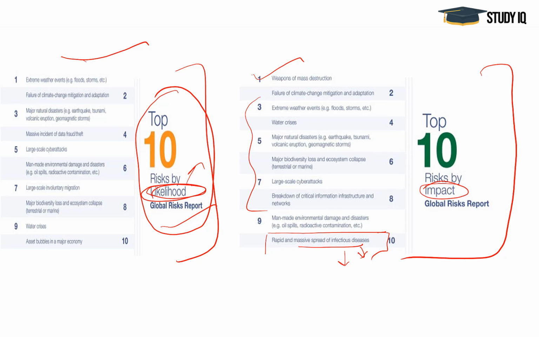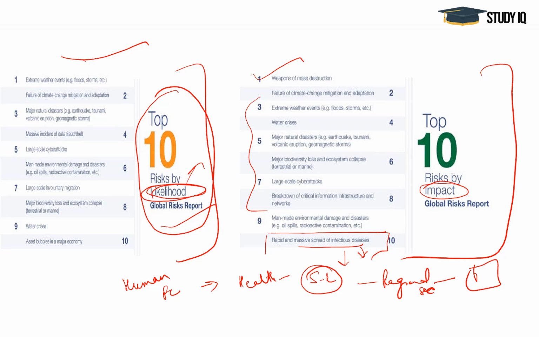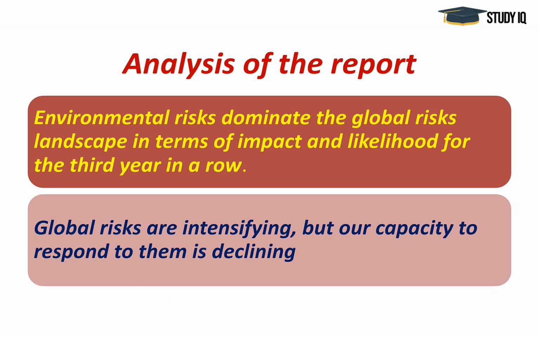Now here you can say they don't exist in isolation, they're interconnected. How are they interconnected? Suppose biodiversity loss is taking place, it will affect the human food chain. If it is affected, it will impact the health of humans. If the health of humans is impacted, it will hamper the process of development on a socio-economic basis. And then there is the case of regional security, and ultimately we are affecting our planet, because here we are not talking as an individual or a country citizen, we are talking about this report as a global citizen. So we'll do the analysis of this report also.